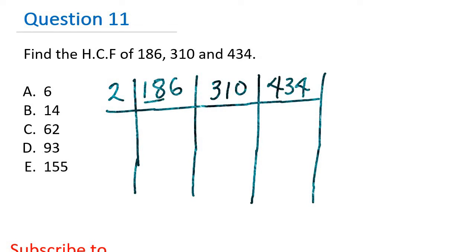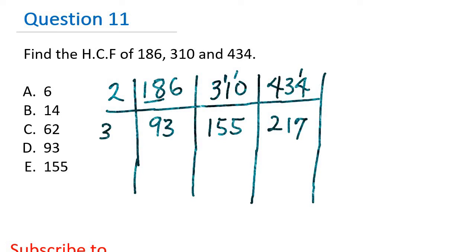2 into 18 is 9, into 6 is 3. 2 into 3 is 1 remainder 1. 2 into 11, 5 remainder 1. 2 into 10, 5. 2 into 4, 2 into 3, 1 remainder 1. 2 into 14, 7. What next can go?